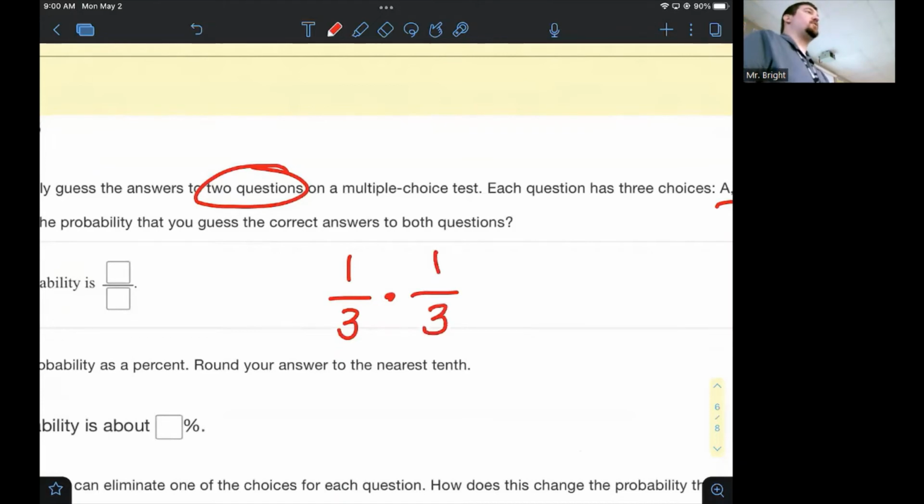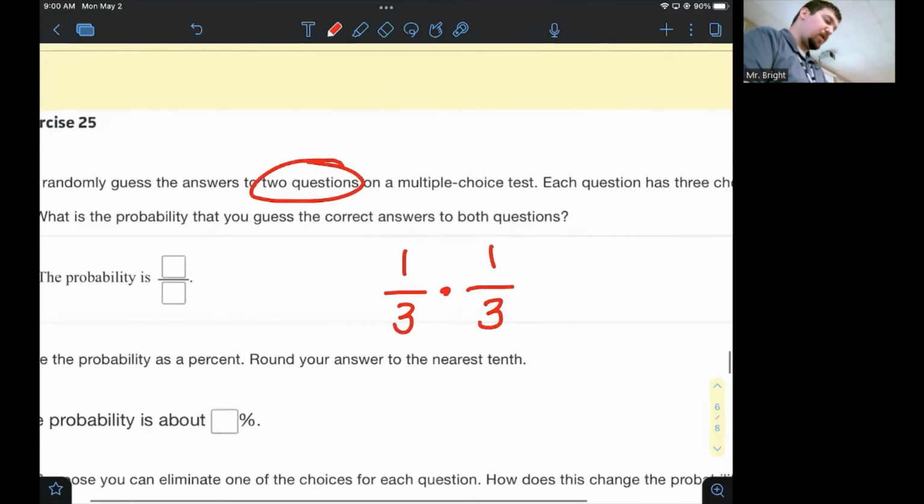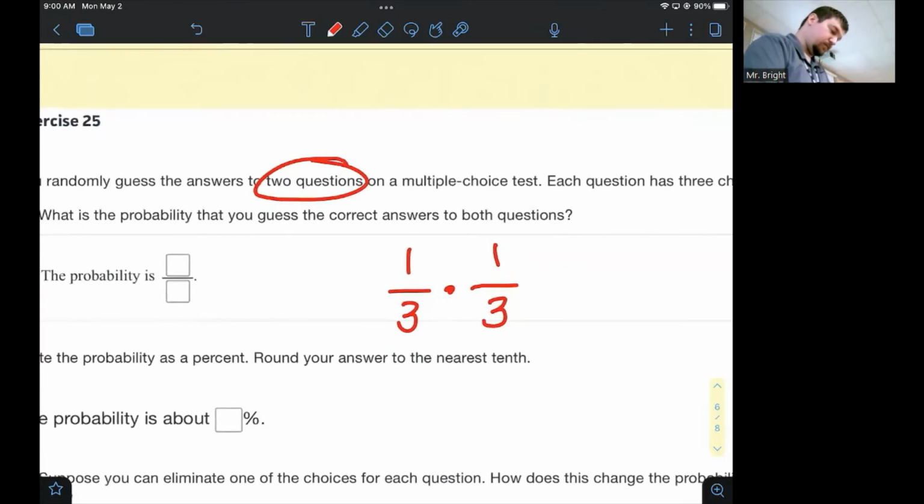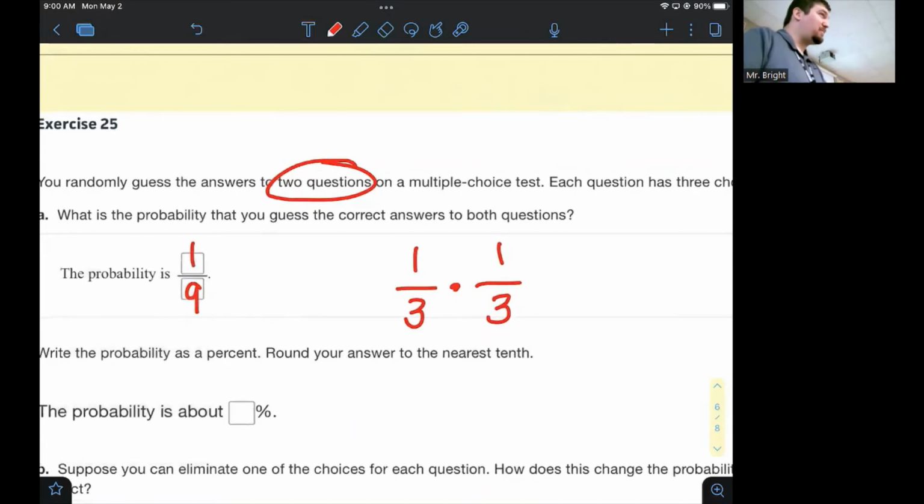So you have a 1/3 chance of getting number 1 correct. You got a 1/3 chance of getting number 2 correct if you're guessing completely out of left field here. That's a combined probability of what? Multiply: 1/9. So the odds of you getting both of them correct are pretty slim.